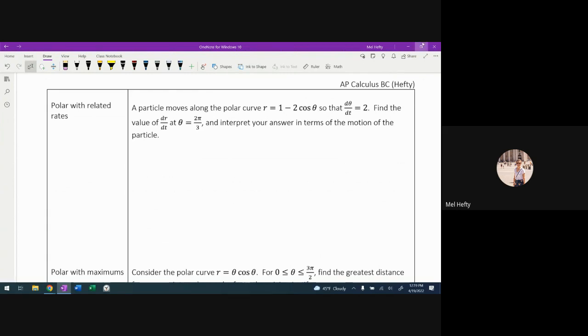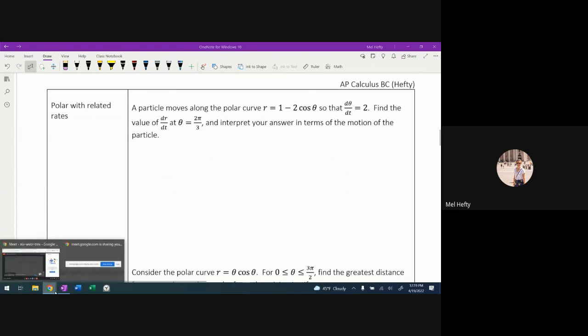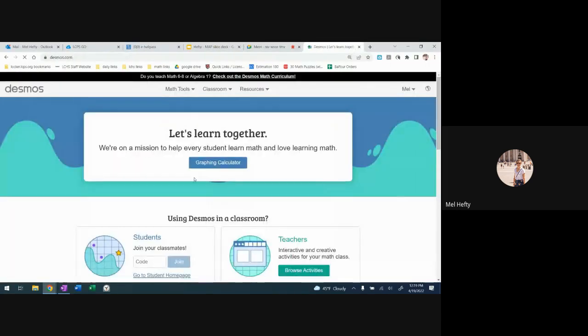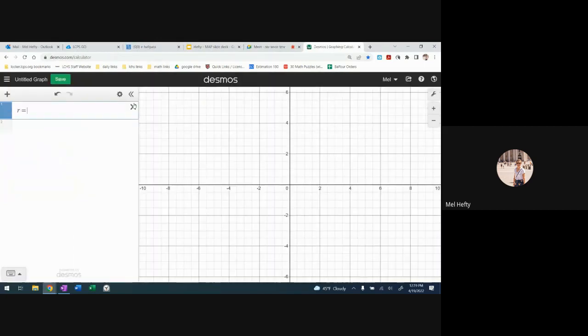All right. Desmos can actually graph in polar if you're interested. Your calculator can as well, but I'll just show you Desmos. I'll show you your calculator next class. So r equals, what was it? 1 minus 2 cosine theta. Does anyone think they know what it's going to be?